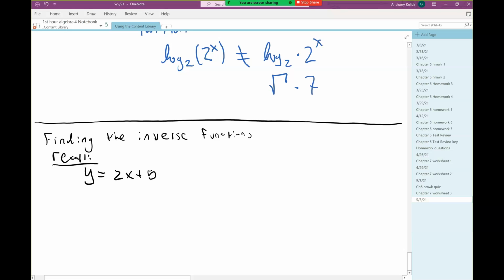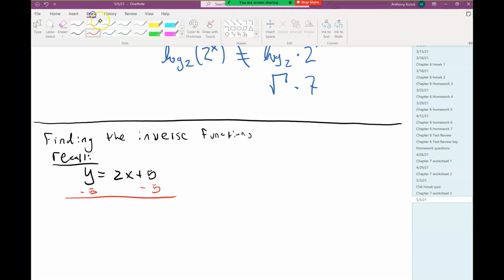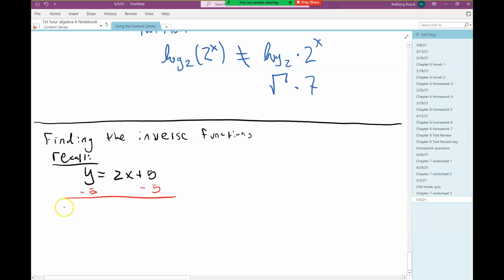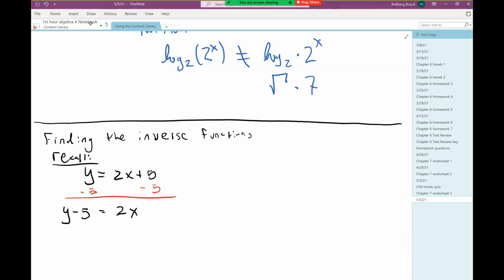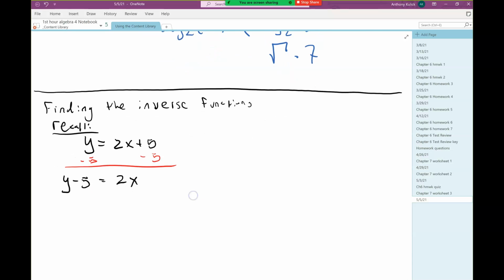Nothing tricky here. Yeah, subtract 5 from both sides. That's right. So I can't subtract 5 from a variable, so I just have to write it next to each other. And then we would divide by what? 2. Yeah. So that's going to get the x by itself.